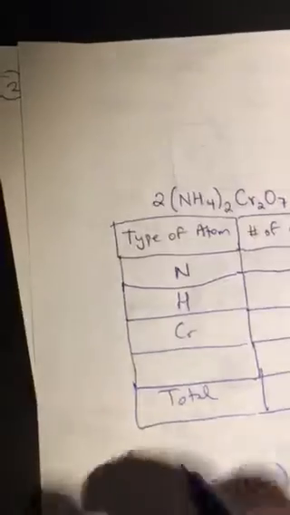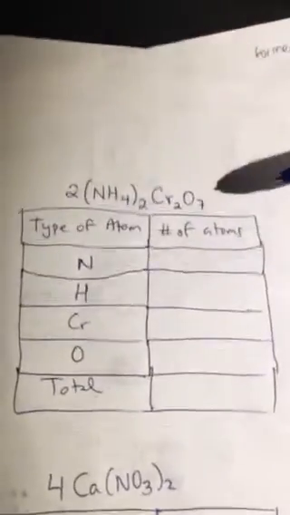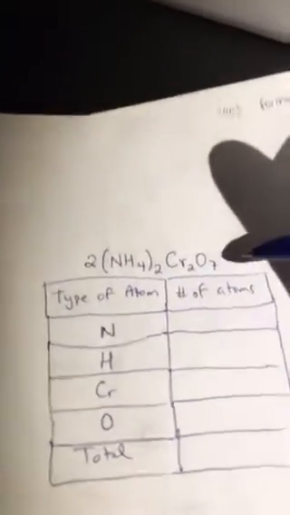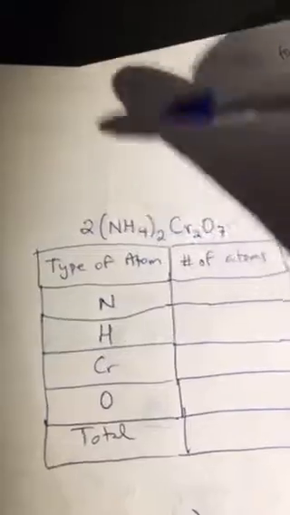Okay, if you're trying to find the number of atoms, the first thing you have to do is write down every single different element, okay? So nitrogen, hydrogen, chromium, oxygen. Then you have to, this is like math, so you have to know what's in the bracket.